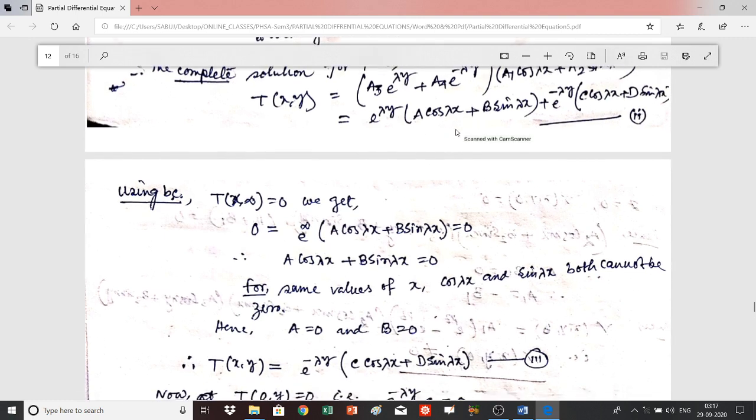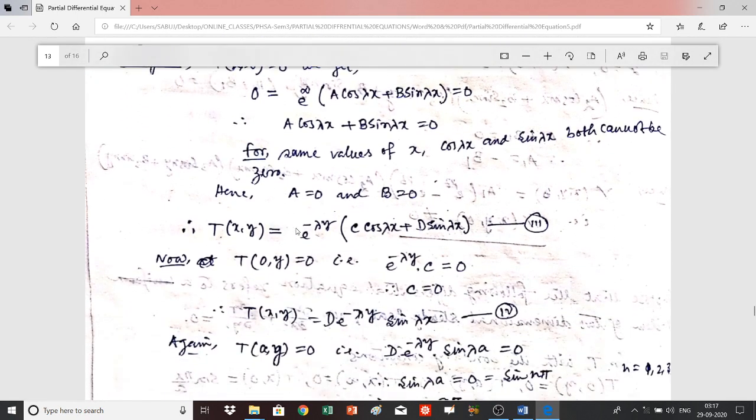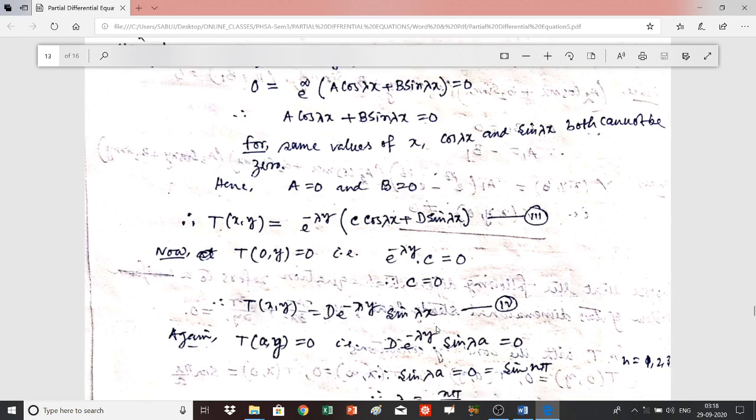So the solution will be T(x,y) is equal to e to the minus lambda y, and this is equation number 3. Now if we use the condition T(0,y) is equal to 0, then from this expression, e to the minus lambda y into C, from here only you get C is equal to 0. So finally you get T(x,y) is equal to D e to the minus lambda y sine lambda x. This is equation number 4.